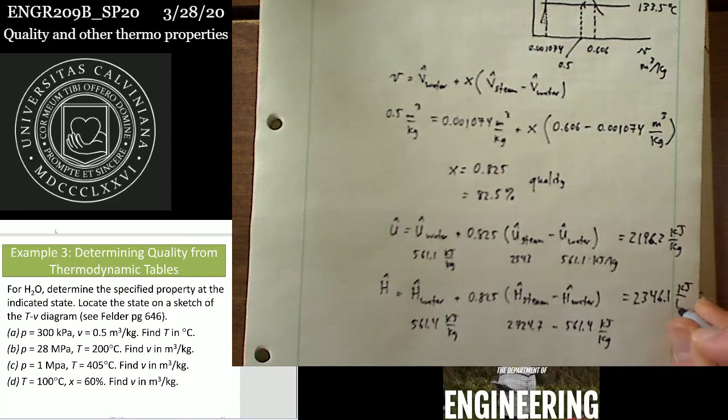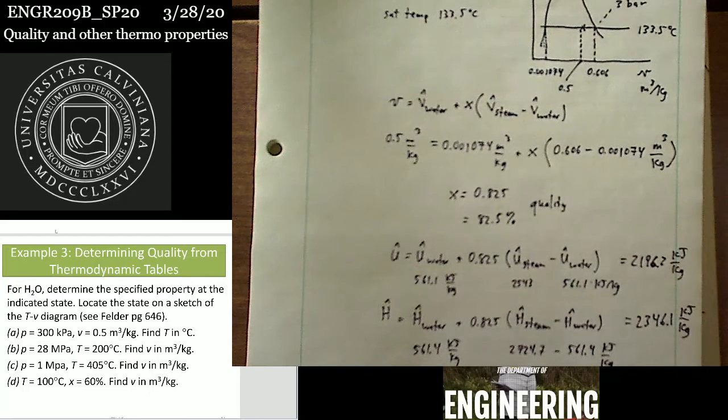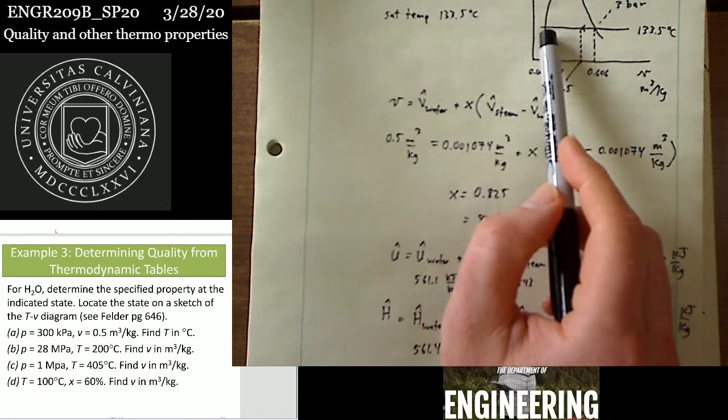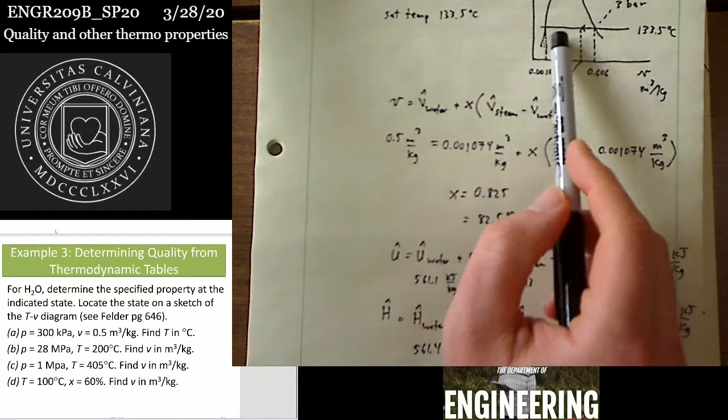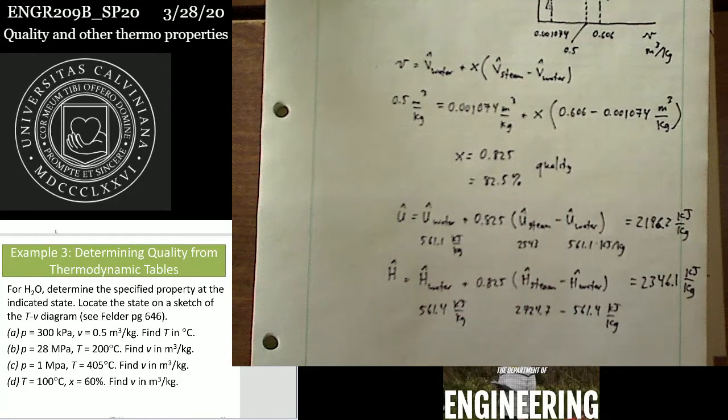kilojoules per kilogram. So we weren't asked for any of this in the question. We were only asked for temperature, which was actually quite straightforward because we could just find it. We knew that our specific volume was in between the two specific volumes for the saturated vapor and the saturated liquid at that temperature and pressure, but we can still find a whole lot more. So that's part A for example 3.